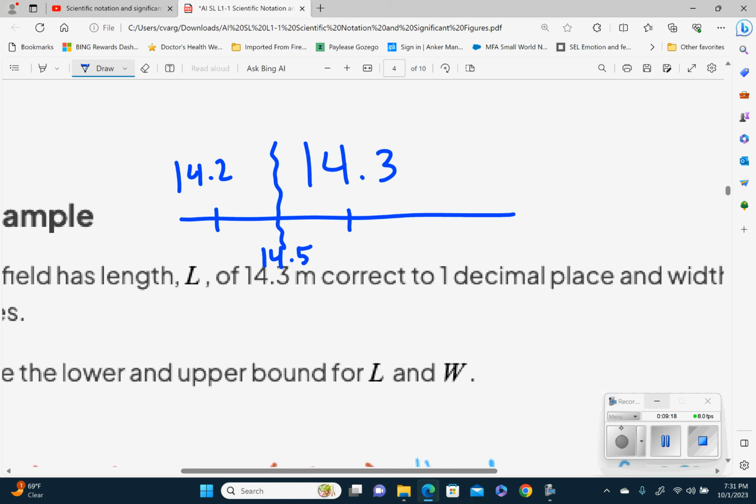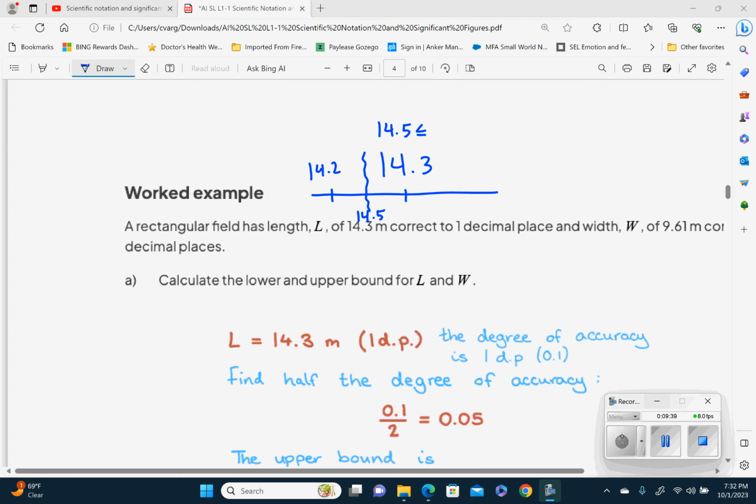So 14.25, what happens with that? If I said rounded to the nearest 1 decimal place, this is going to be 14.3. So 14.25 is going to round to 14.3. And what is the highest, or the upper bound? So what you do with this is you're going to figure out what number is the highest bound.